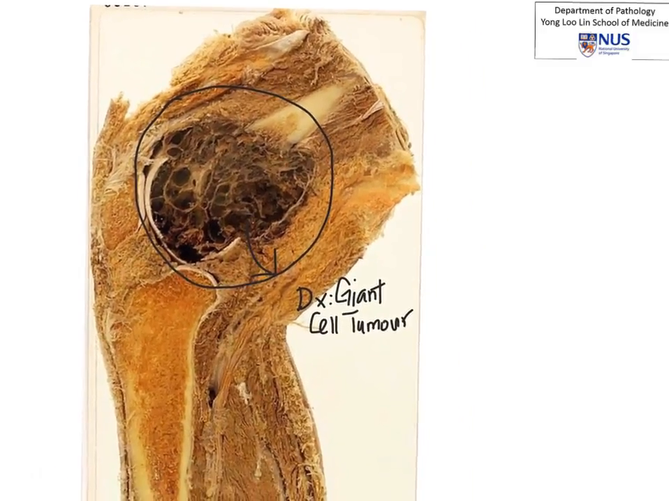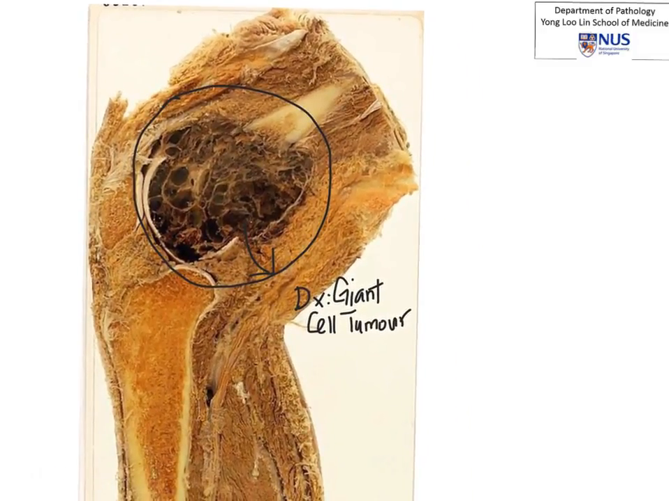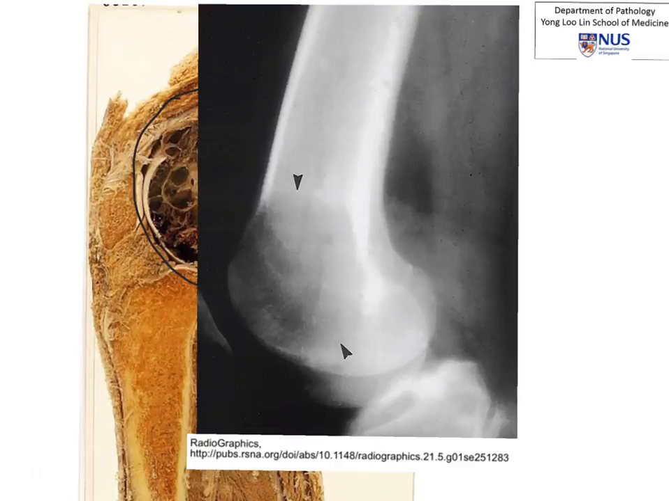What would the imaging of this particular pathology show? This is an image that is taken from radiographics, and you can see that this is the URL for this particular image, and it shows a fairly well circumscribed lytic expansile lesion in the distal femur, and often, such as in this case, it really abuts on the articular surface. There may sometimes be a sclerotic rim of bone around it as well.